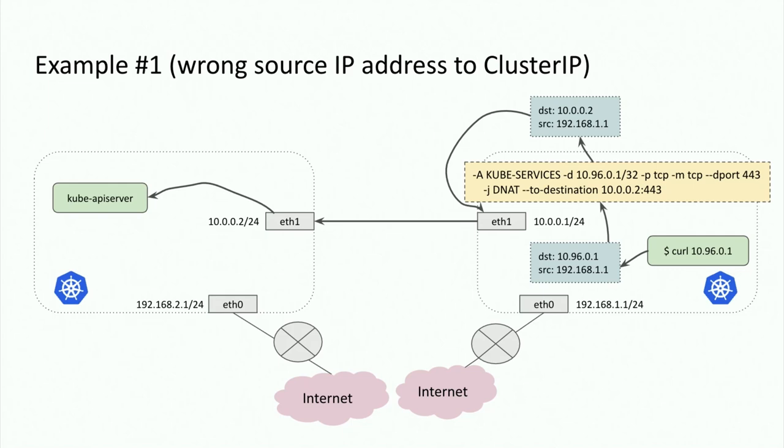Now, the Kube API server pod is going to send a reply back. The source IP address is correctly set to the IP address of the Kube API server, and the destination IP address is the IP address that was received in the request packet. And this packet is being routed through eth0, not eth1. And there is no surprise that this reply never reaches the source. So let's see how Peru helps us in debugging this issue.